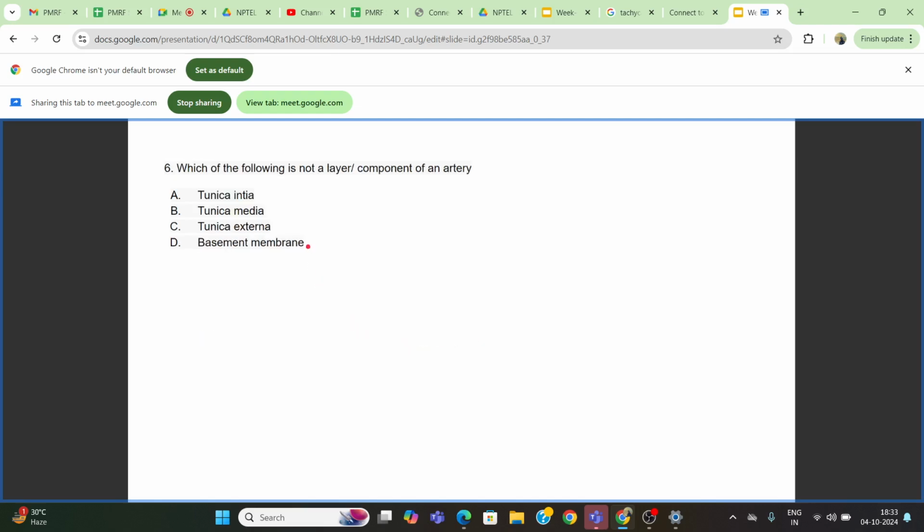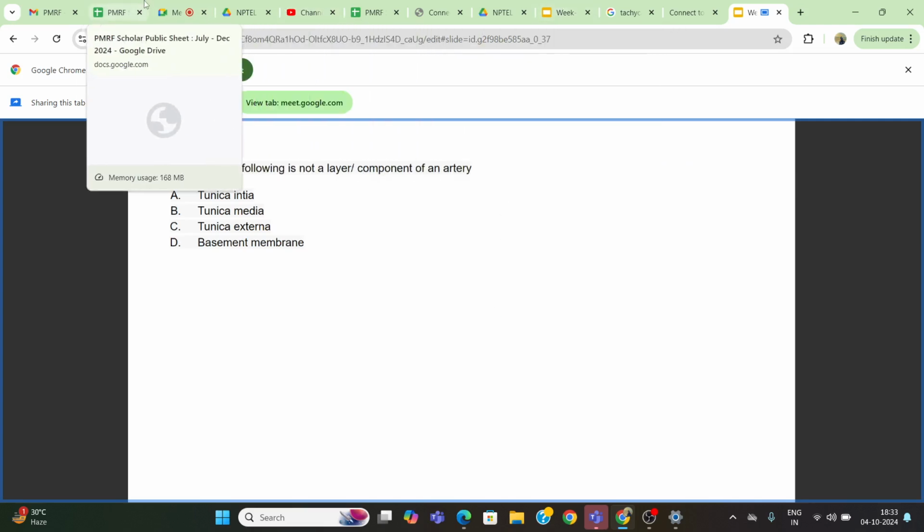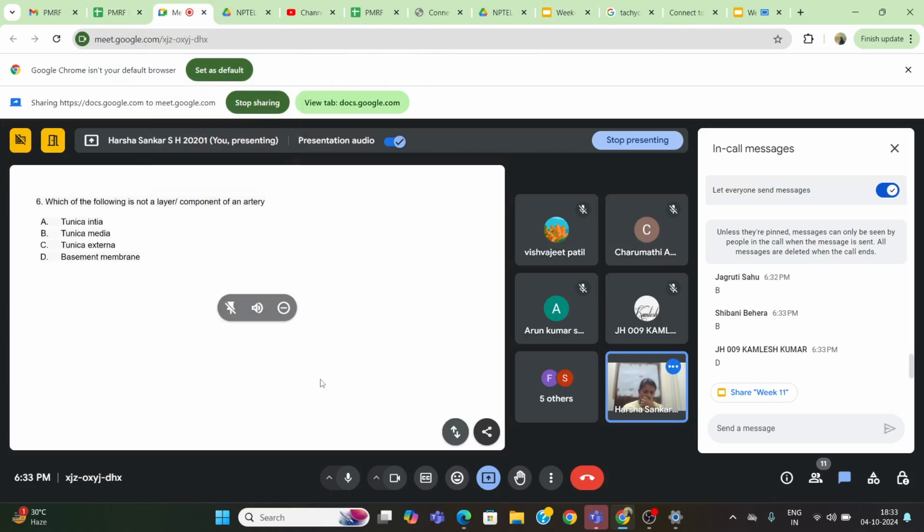Which of the following is not a layer or component of an artery? Tunica intia, tunica media, tunica externa, basement membrane, which is not a part of an artery. That is the question. Read the options carefully, then answer.